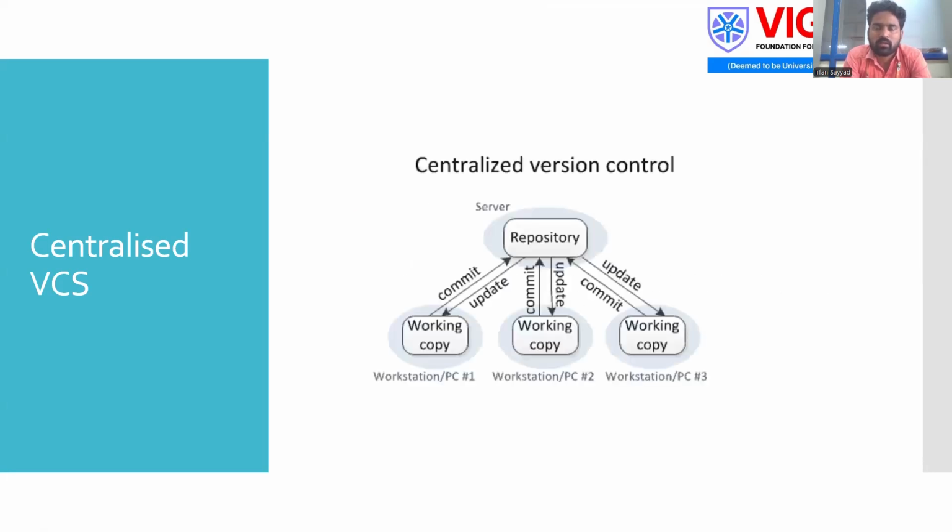Let me go to the next. You can see here the repository. That means it is a centralized version control system's repository. Then the working copies: three people are working, so they do their work and do the commits and updates to the repository directly. That means centralized version control.